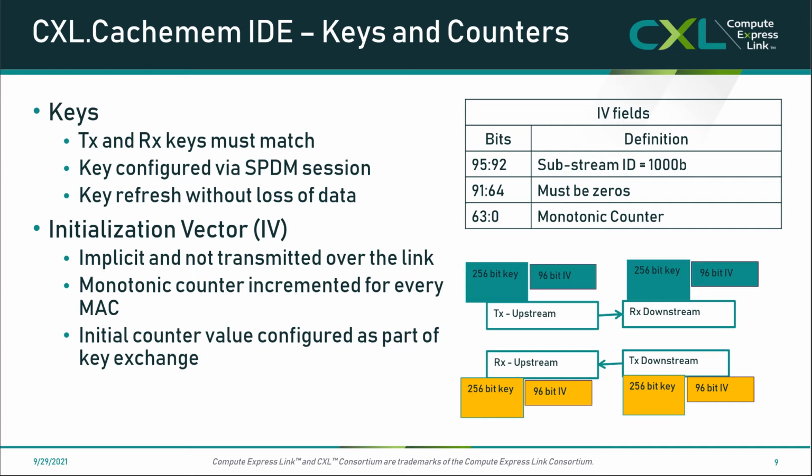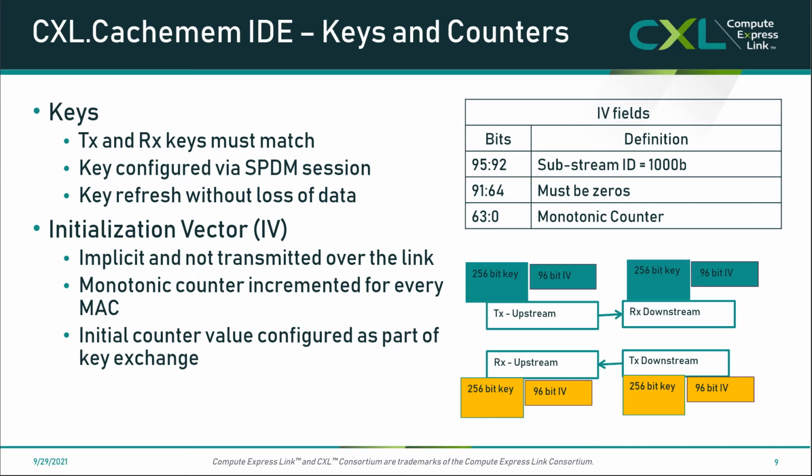And this means that when the transmitter encrypts and computes a MAC, it's using the keys and a particular value of the IV. The receiver, of course, has the same key, but it also needs to align to the same value of the IV. Otherwise, the decryption will come out incorrect and the integrity verification will fail.